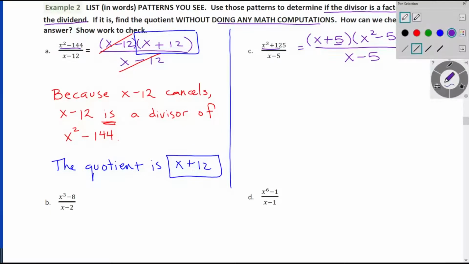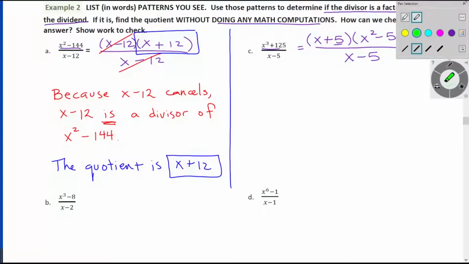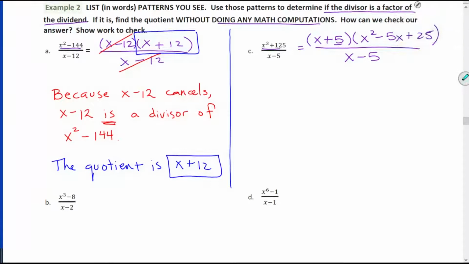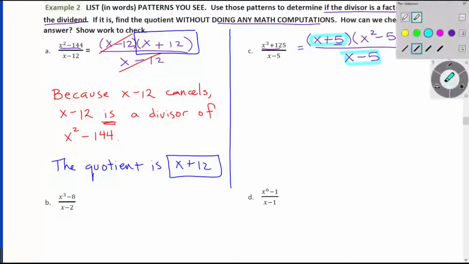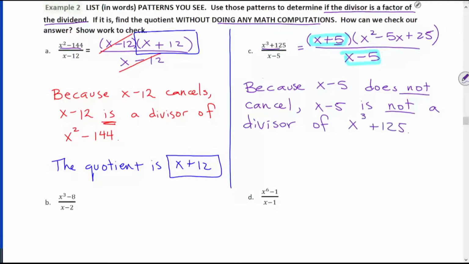Now I will notice, let me actually use a highlighter, that these are not the same because the signs are different. Because the signs are different, x minus 5 is not a divisor of x cubed plus 125. And then I don't need to find the quotient because it doesn't really divide.